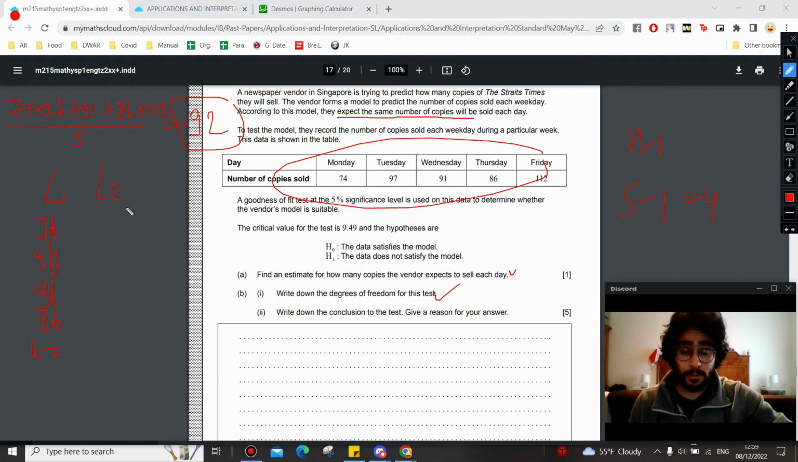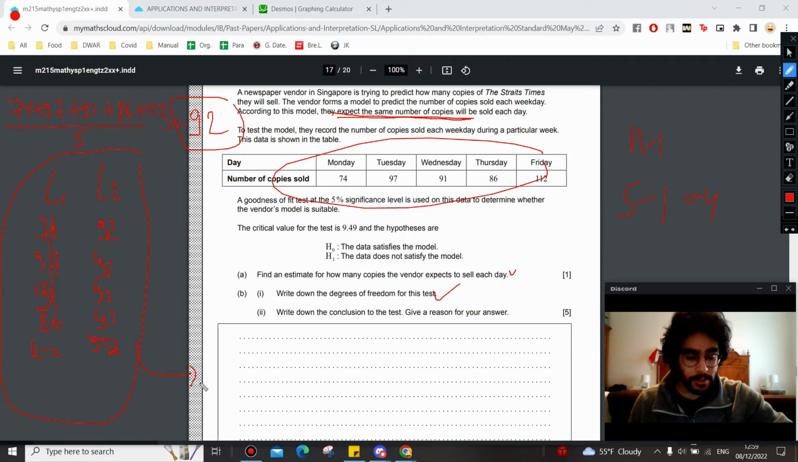The second column should have the expected value that you're looking for, which is 92 for the first day, 92 for the second day, 92 for the third, for the fourth, and for the fifth day, because this is what you expect to sell, right? That's what it says. They expect the same number of copies will be sold each day. So you have this first.